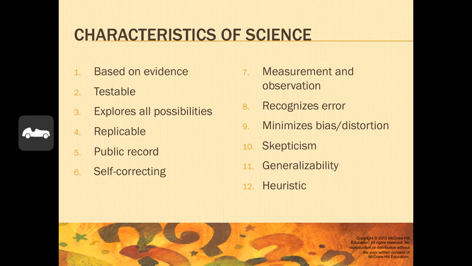Eight, that science recognizes error. And additionally, that science tries to control for error. We know that some error will occur. That's just the way, we're humans, we're not perfect, but we try hard to minimize it. And we have specific procedures that we follow in order to minimize error.